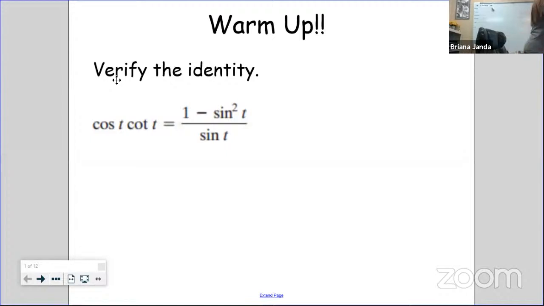All right. We'll go through our warm-up and then jump into our new notes today. We are continuing with a non-calculator section of our chapter.